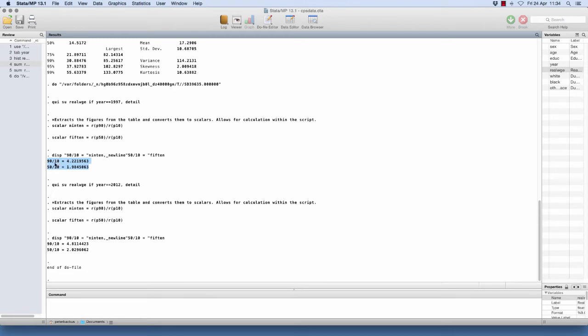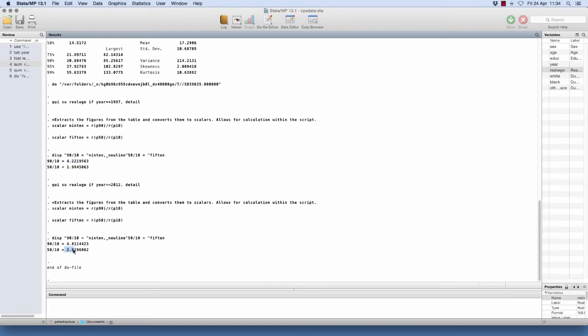Well, it looks as though the top of the distribution has started to pull away. So here we have a 90-10 ratio of 4.81 in 2012. In 1997, that was 4.22. So the ratio of the income at the 90th percentile versus the 10th is larger in 2012 than the ratio in 1997. Right? So the ratio of the 90th percentile to the 10th percentile has increased between 97 and 2012.